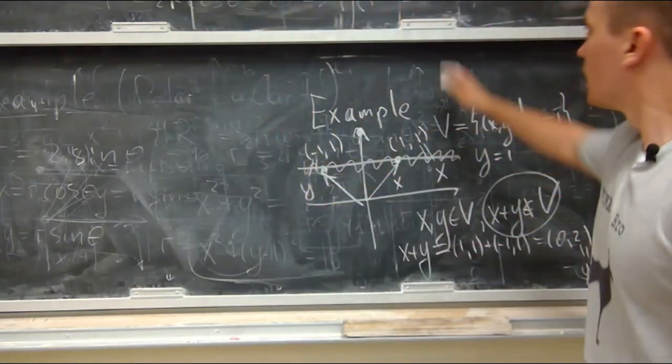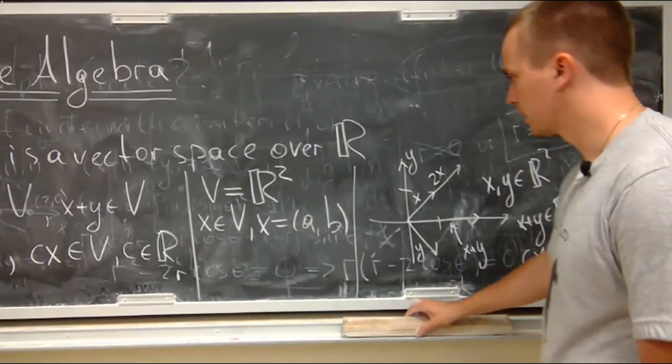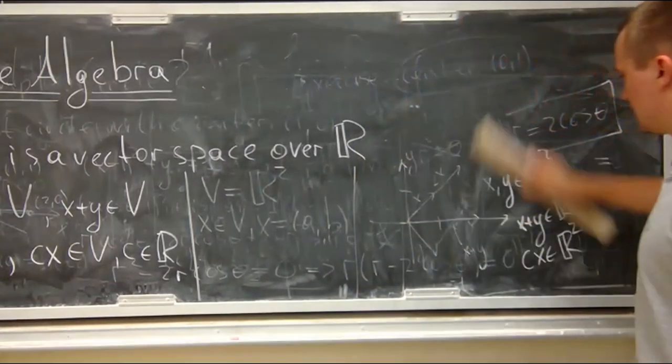And finally, let's come back to the definition of Lie algebra. So for Lie algebra, what are we given? We're given V, which is a vector space.